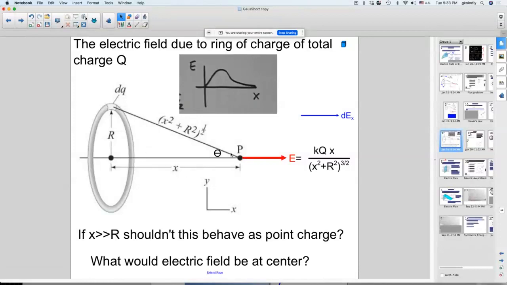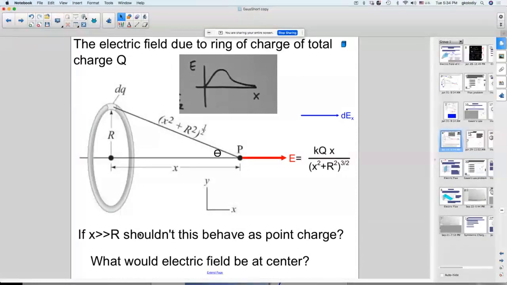Well, let's imagine this. If x is much bigger than r, let's say you go meters away from here, you wouldn't even be able to see that this is actually a ring. It'll look like a point charge, right? If you go far enough away from it, it'll look like a dot. And we know what the electric field is due to a point charge. Let's see if you get that.